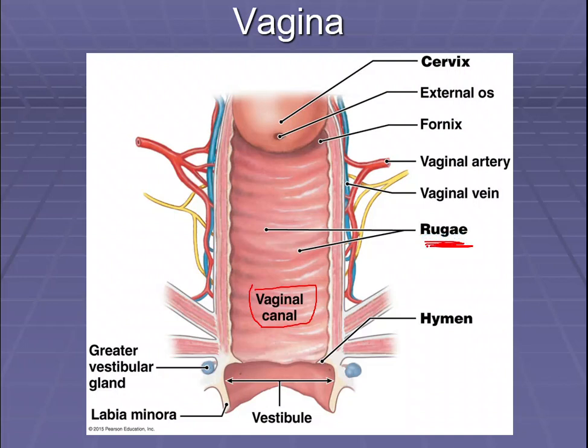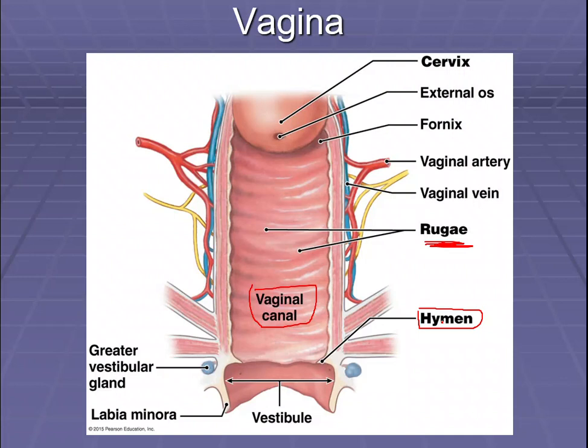Now, for someone that has never had sex before, you would expect to see a membranous structure called the hymen. It's usually a partial covering over the opening of the vaginal canal. However, activities such as riding a horse or exercising, gymnastics, basically any athletic activity can actually tear this hymen before the first sexual activity.